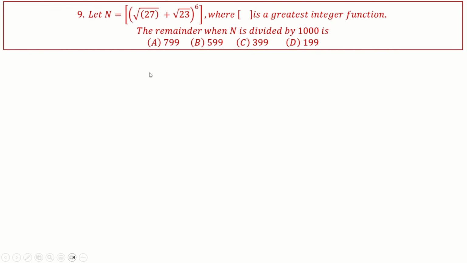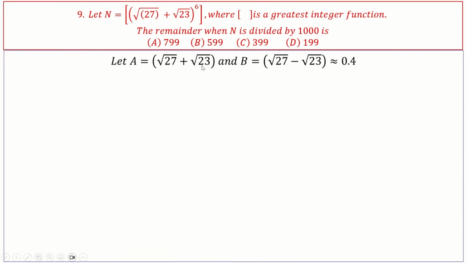If you look at square root of 27 plus square root of 23, this is 25 plus 2, 25 minus 3 actually, almost very close numbers. Let a equal square root of 27 plus square root of 23, and b equal square root of 27 minus square root of 23. Now this difference b is very small, fractional, about 0.4. All I need is a to the power of 6, because n is the GIF of a to the power of 6. So how do I get a to the power of 6?